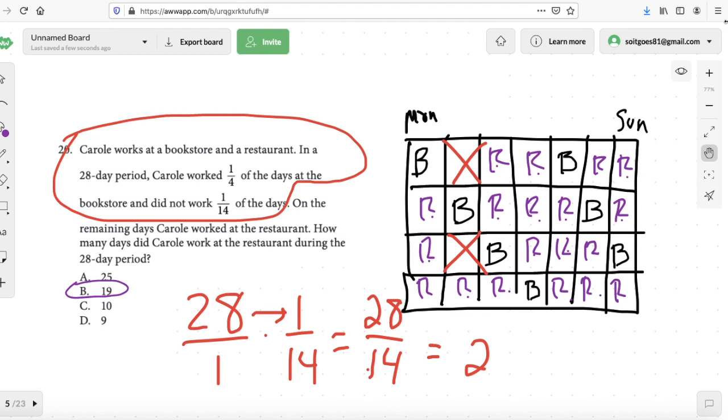Now, if you're doing the math, what's the right way to do it? I can show you. We're not far from it, because we already knew just by calculating the first part that she worked at the bookstore for how many days? 7. Yes, she worked at the bookstore for 7 days, and she didn't work for 2 of the days, and then she worked the rest of the days at the restaurant. So it's 28 minus 7 minus 2, which is 19. The math's not complicated either.